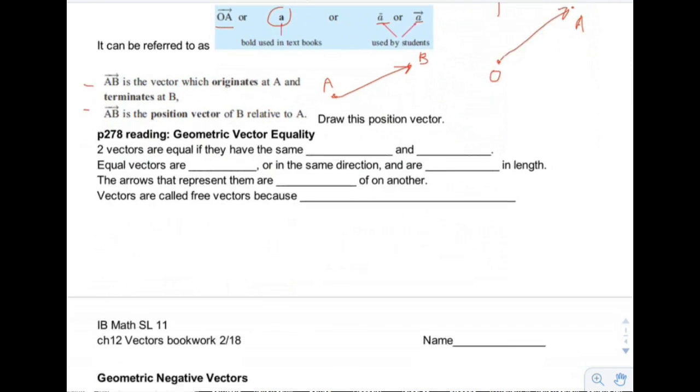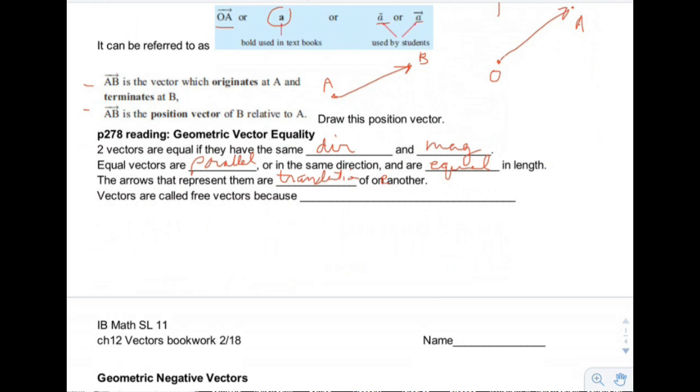Page 278, geometric vector equality. Two vectors are equal if they have the same direction and magnitude. Equal vectors are parallel or in the same direction and are equal in length. The arrows that represent them are translations of one another.